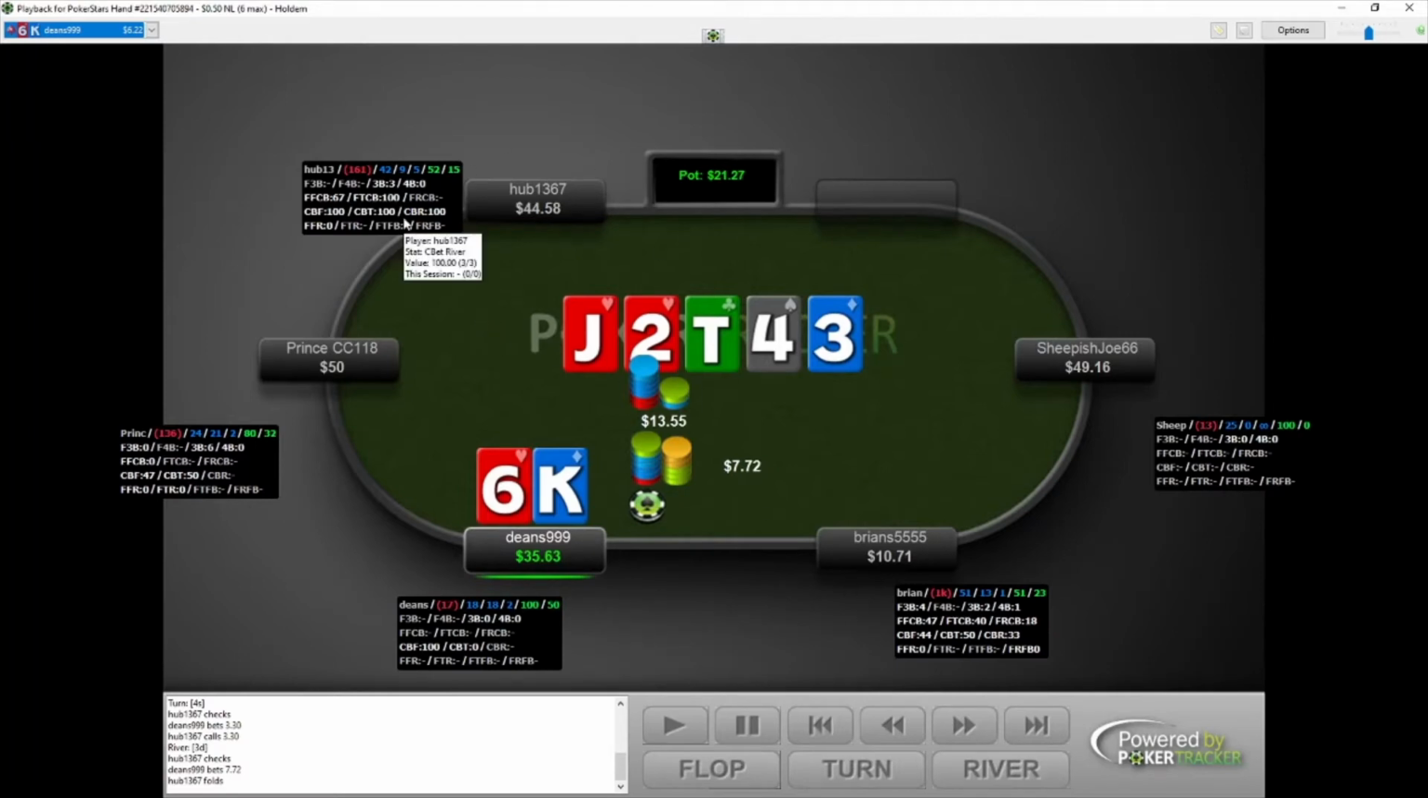And this is exactly why we always want to take the time to check how often our opponents take certain actions on the turn and river using the pop-up tab.